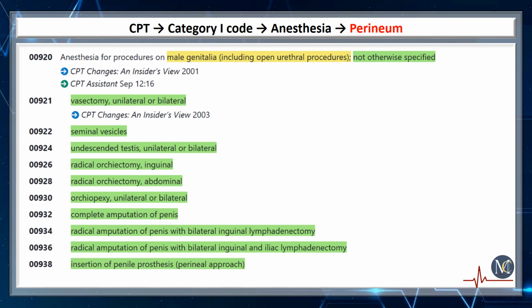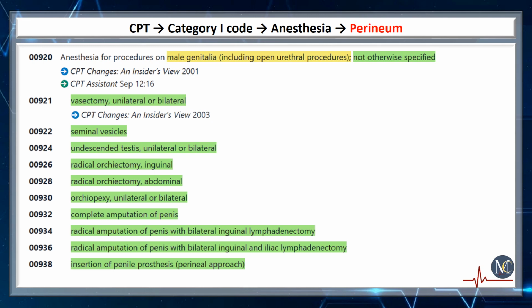Next code is 00930, orchiopexy, unilateral or bilateral. Orchi means testicles, pexy means fixation. The provider performs anesthesia service for a patient undergoing surgical treatment to move an undescended testis, one or both sides, into the scrotum. Next code is 00932, complete amputation of penis.